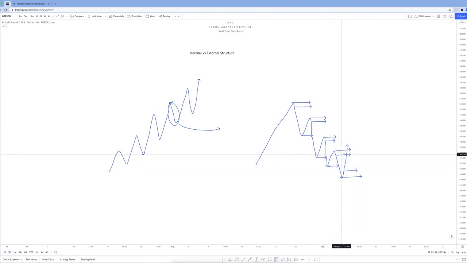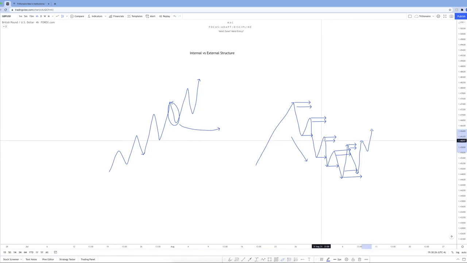Okay, so what do I mean by this? So let's say we break through this supply here. We return to this demand. We respect this demand. Okay, let's say we have more supply here. What price is going to do is it's going to break through that supply here, right? Then we're going to tap into the supply that was created previously within the counter trend pullback, right? Internal structure, internal liquidity. So we're going to tap into this region here, and then price is going to pull back, and then it's going to break, right?